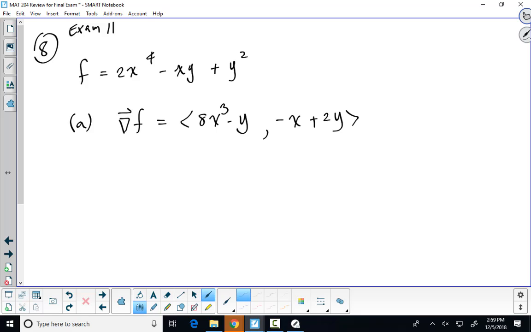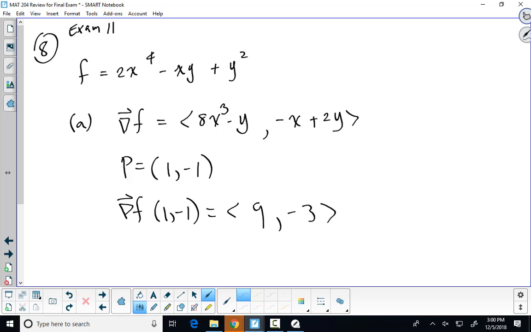All right, so then what do we do with our gradient? Find the gradient at the point given. So we want to find the gradient at whatever point we're interested in. In this case, it's 1, -1. So the gradient at this point is going to be plugging in x: 8 plus 1 is 9, and -3. So 9, -3. Exciting stuff.